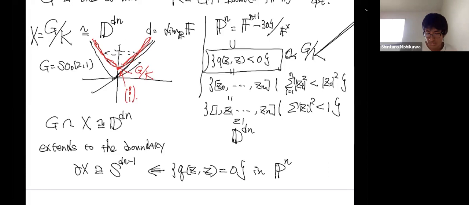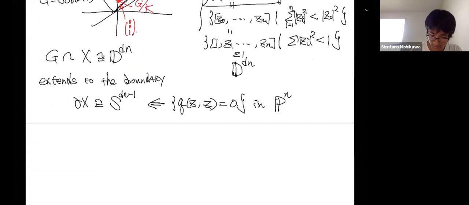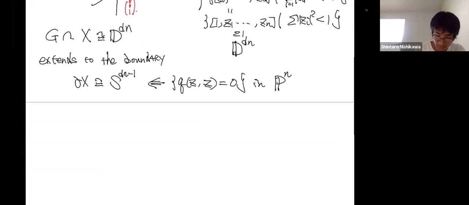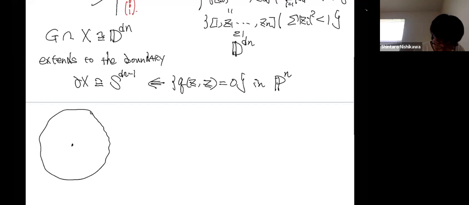So we can write this action specifically because this is, at the end of the day, GL_n acting on projective space. So it's a fractional linear transformation, but I'm not gonna write it down because I'm not gonna use it. Okay, so this is the G action on the disk and on its boundary. And let's take just a picture again. This is the origin of the disk.